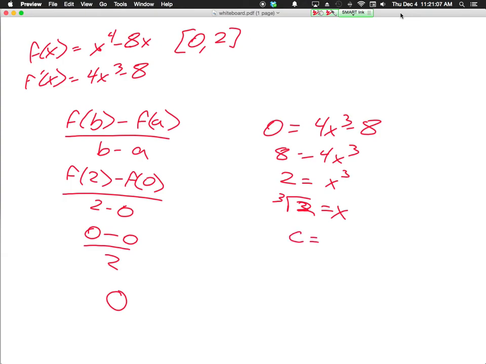This is the value at which AROC equals the IROC, at which the instantaneous rate of change is the same as the average rate of change. So let's look at that on the graph. So would that be our answer right there? Yes, our answer, C equals the cube root of 2, would be the answer.